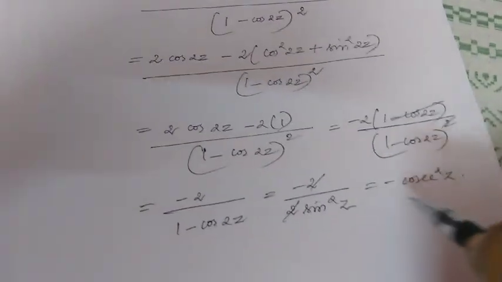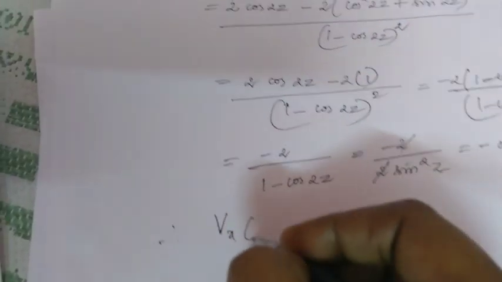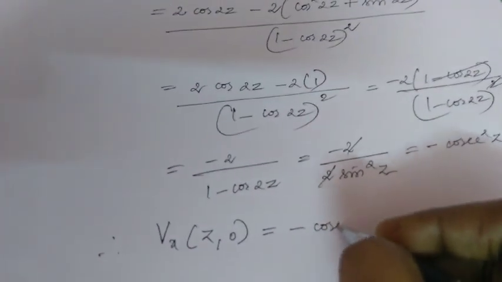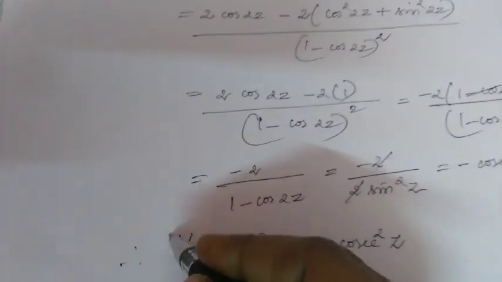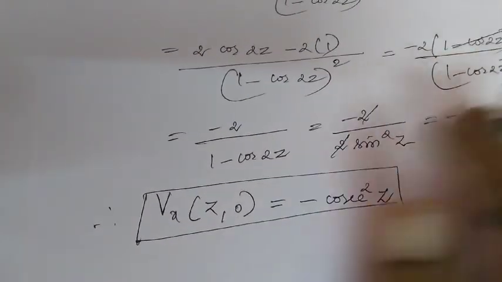Okay. So the left hand side we have what? Vx of z comma 0, that we have got as minus cosecant square z. Therefore, we have got Vx of z comma 0 equal to minus cosecant square z. This is our Vx of z comma 0. And now we should find out what? Vy of z comma 0.